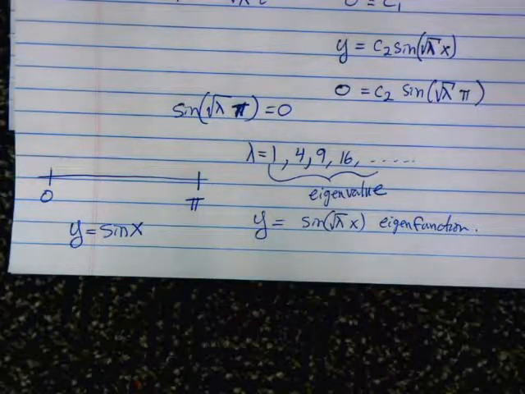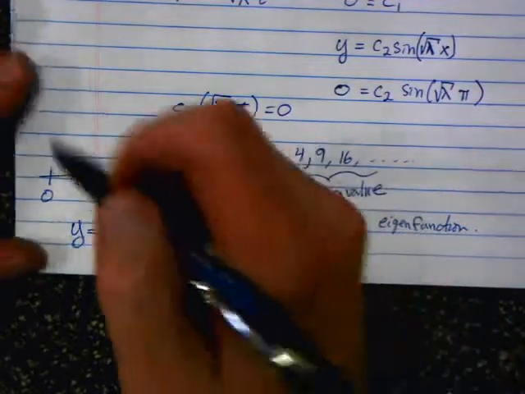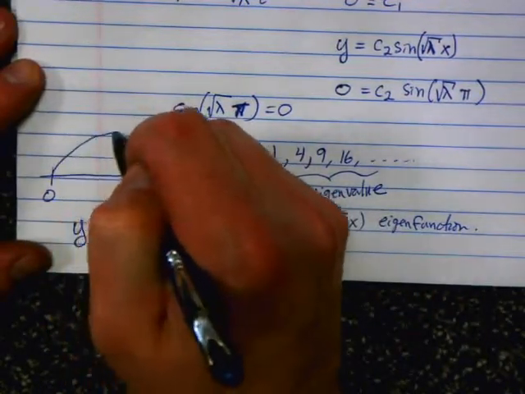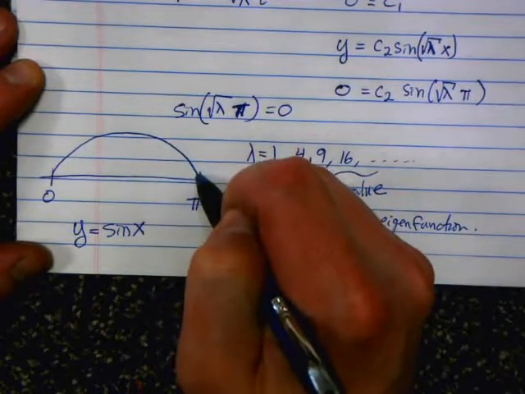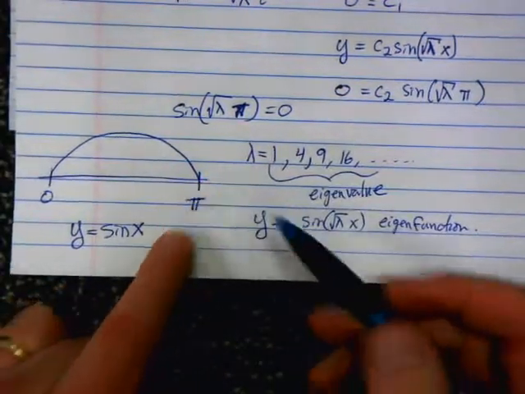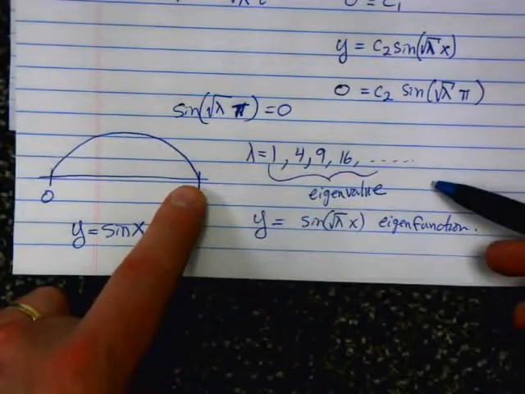If I graph y equals sine x, what does that look like? It goes up and down like a sine wave. Yes. What's its period? Not pi. You're getting closer though. 2 pi. Its period is 2 pi. So it goes up and it comes back down and it hits right there. And if you kept going, it would go down and back up.